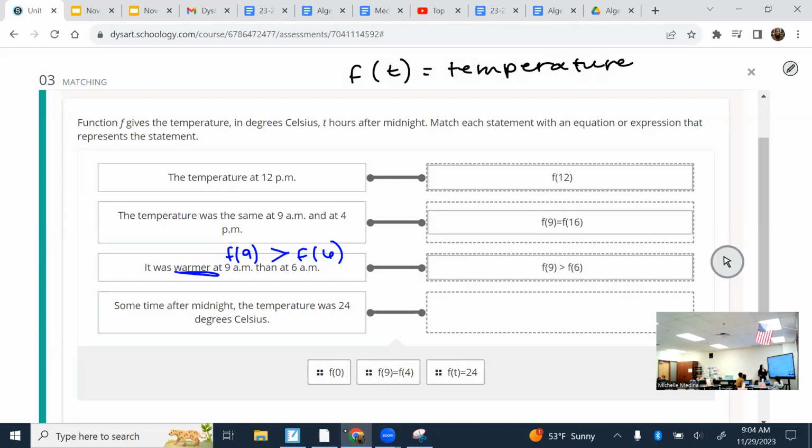And then lastly, sometime after midnight, not a specific time, but sometime after midnight, the temperature was 24 degrees Celsius. So are they giving you an input or an output with that 24? They're giving me an output because we know input would be time in hours and they're giving us degrees Celsius, and that's the temperature. So then it has to be not in the parentheses. And this one's the only one that would have a T, and it's just T because they didn't specify the time. So that's all we know.